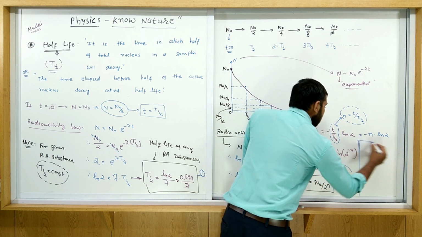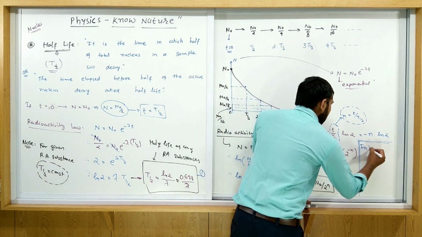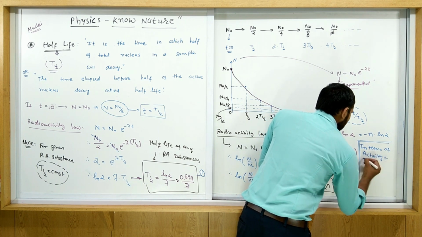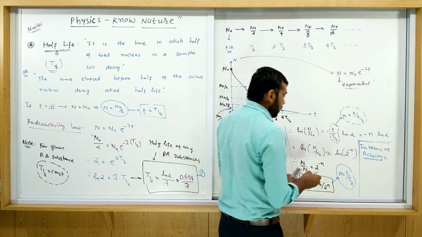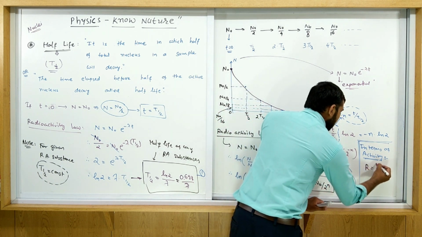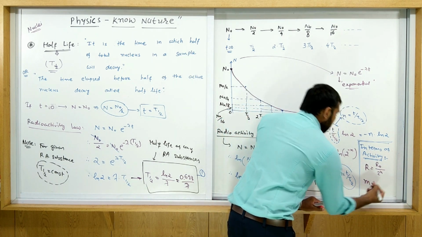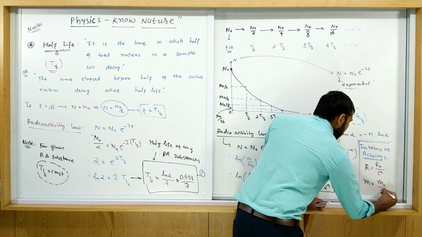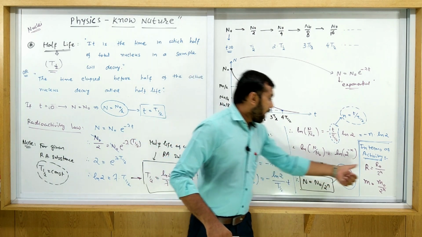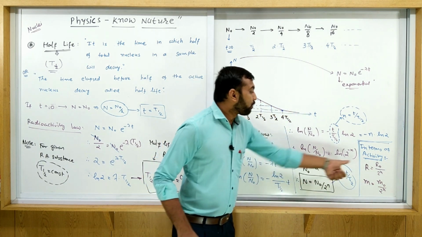Now this equation is also used in terms of activity and in terms of mass. In terms of activity, this equation is written like this also: N is replaced by R, and N0 is replaced by R0, so R = R0 upon 2 raised to n. Or in terms of mass, M is equal to M0 upon 2 raised to n. As we derive this relation in terms of number of nuclei, activity and mass, these are three new forms of this equation.